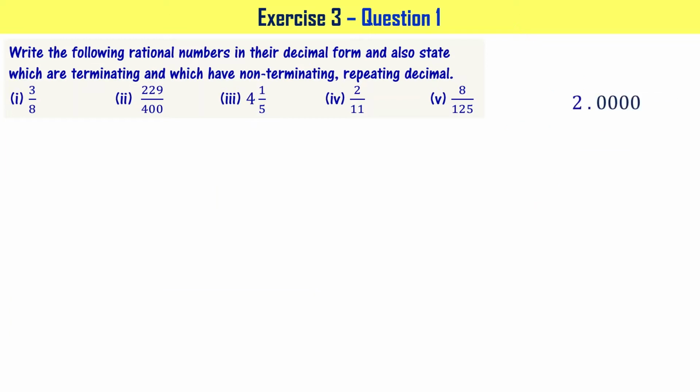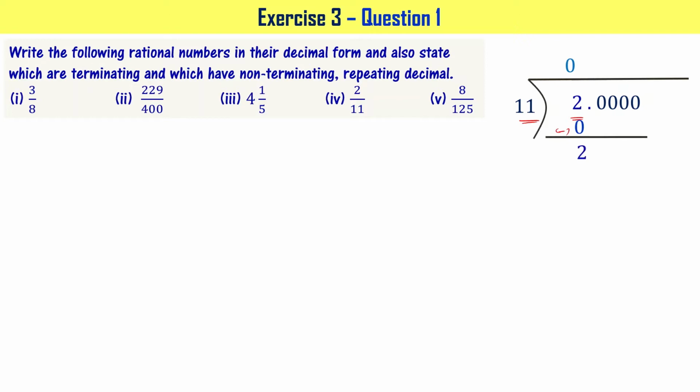Let me write 2 as 2.000 and so on. And let's divide that by 11 using the long division method. Look at this. 2 is a smaller number than 11, right? That's why 0 times 11 is 0. Let me subtract that from 2 so that I have 2 as the remainder.